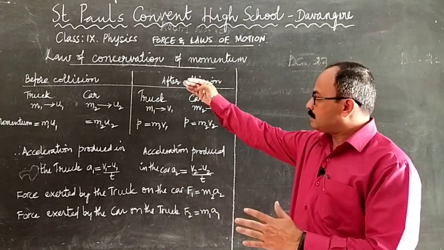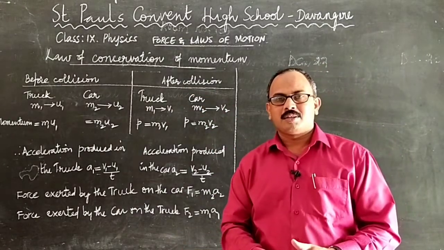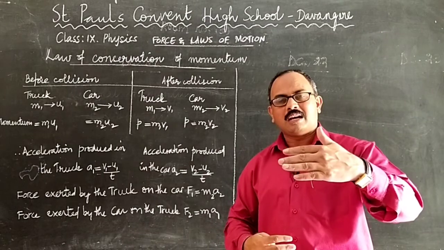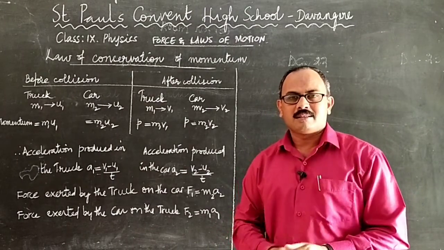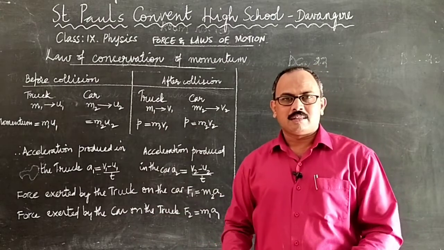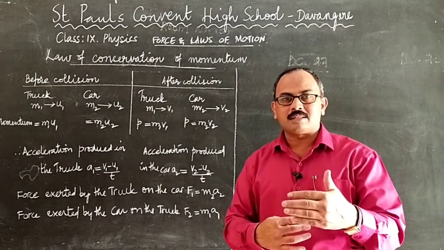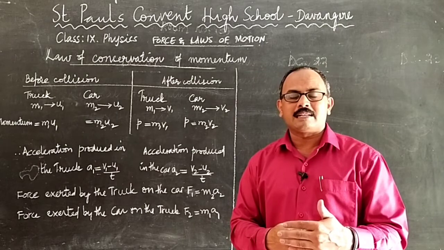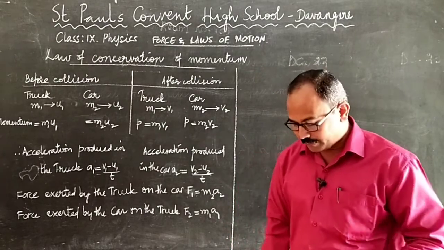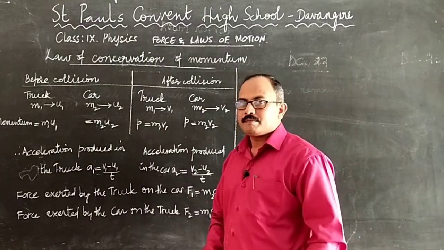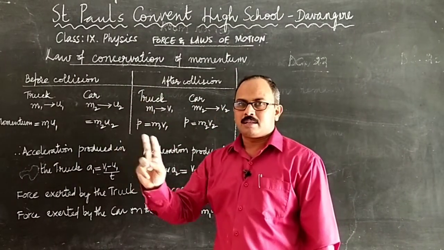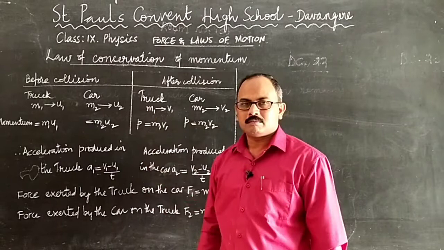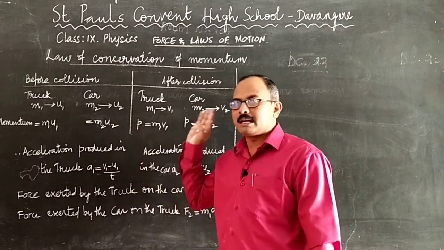This is the derivation part, children. You have to take a long sheet and practice it at least twice or three times. This is an easy one. There is a link between each step, children. You can understand it easily. Listen carefully. See, before collision and after collision, there are two vehicles, a truck and a car. They move in the same direction.